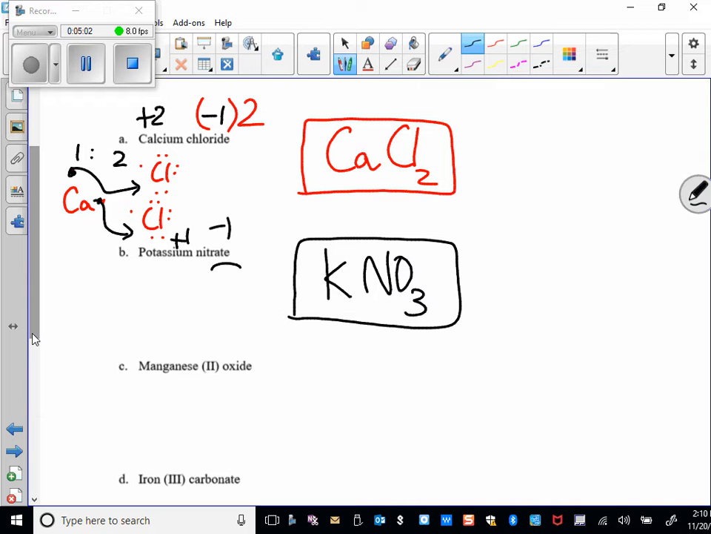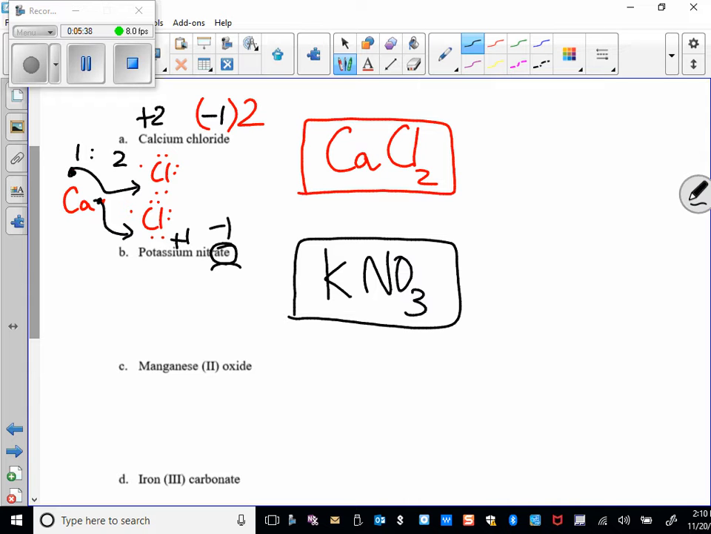Wait, wouldn't it be K3NO? Because N is like -3. Well, Sam, I asked you to pay attention to the ending. It's not nitride. It is not ending in an ide. It is ending in an ate. Ate we just learned is a polyatomic ion. Never mind. Okay? Yeah, I got it.